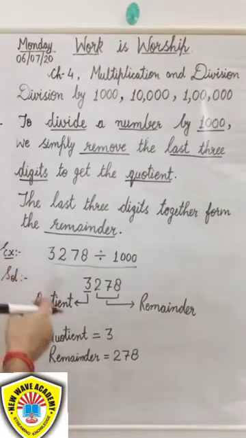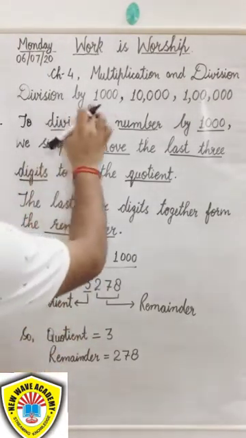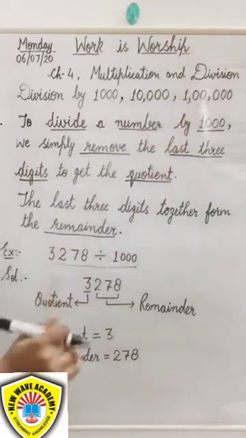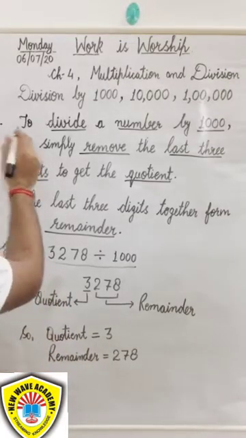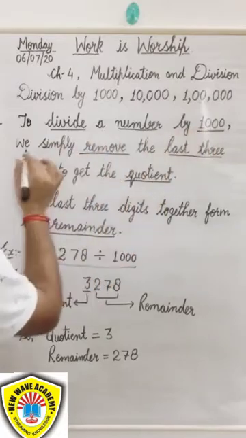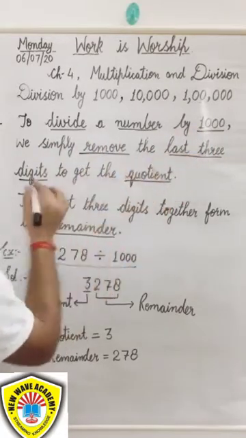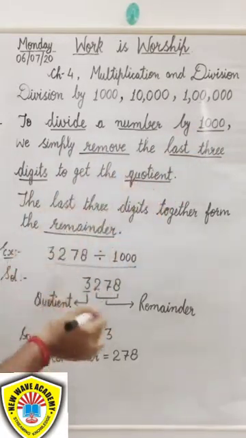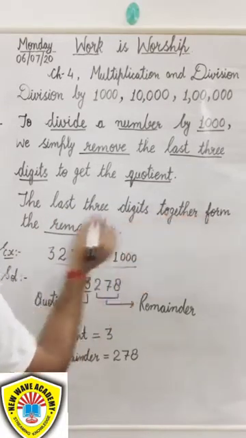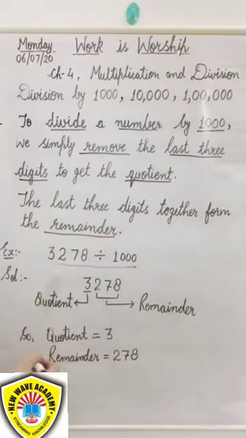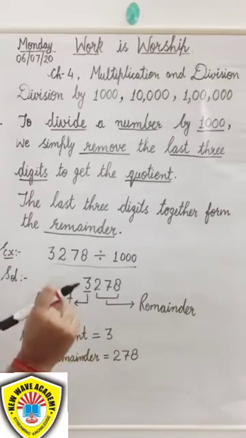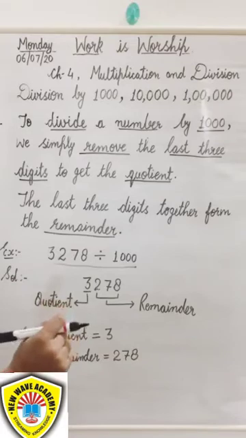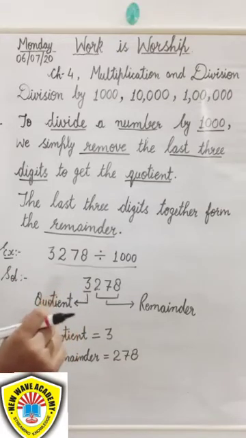Students, now we are going to discuss some methods of division by 1000, 10,000 and lakh, by which we will be able to find the quotient and remainder without doing actual division. Our first method is to divide a number by 1000. We simply remove the last 3 digits to get the quotient, and the last 3 digits together form the remainder. It means when a number is divided by 1000, the digits in its ones, tens and hundreds place form the remainder and the remaining digits form the quotient.